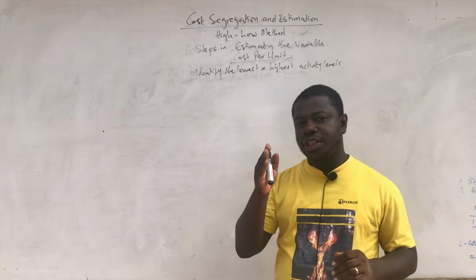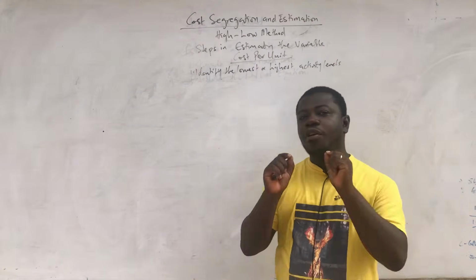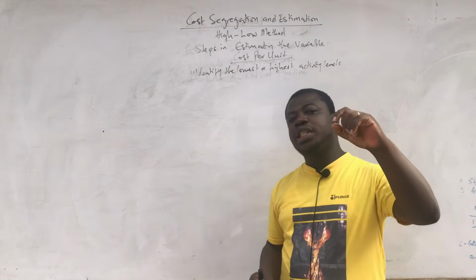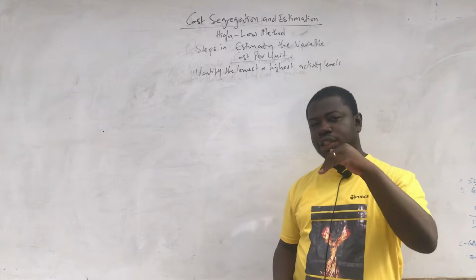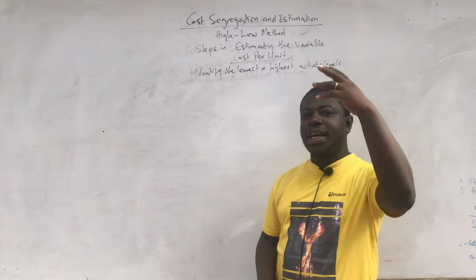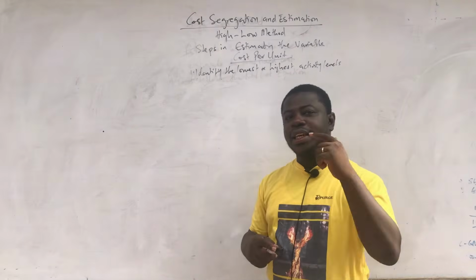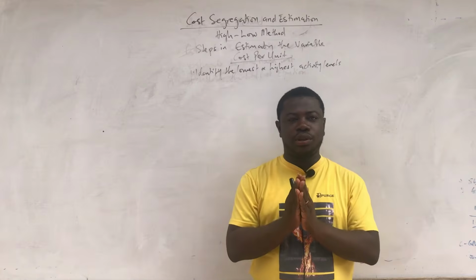It could be more than 2. It could be about 10 or 12. But your focus is to identify which activity level is the highest and which activity level is the lowest. And once you are able to estimate the highest and the lowest activity level, the next thing you should know is that every activity level comes with its associated total cost.